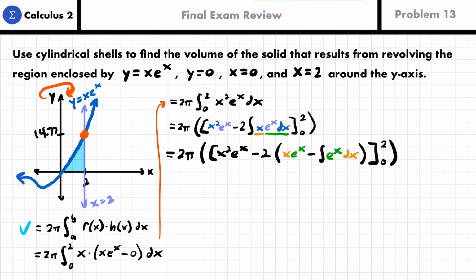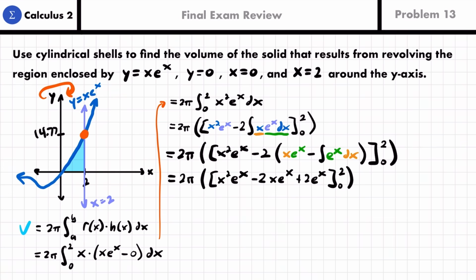And so integrating this integral and then simplifying a little bit, this will be equal to 2 pi times x squared times e to the power of x, and then this negative 2, I'm going to distribute it through this quantity, so you'll have negative 2 times x times e to the power of x, so I'll write that minus 2 times x e to the power of x, and then multiplying negative 2 by the integral here, those negatives will cancel out, so you'll have positive 2 times the integral of e to the power of x, which is just itself. So we have plus 2 e to the power of x, and that's all evaluated from 0 to 2.